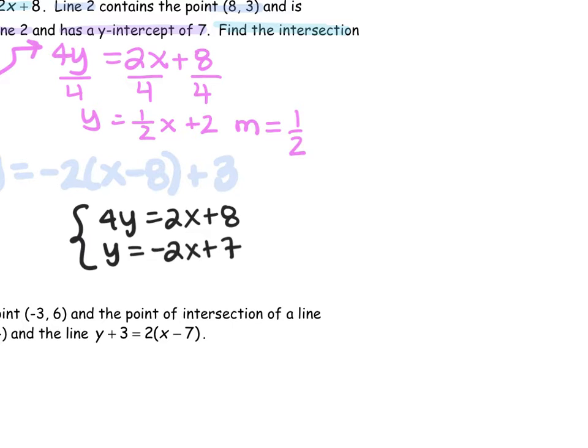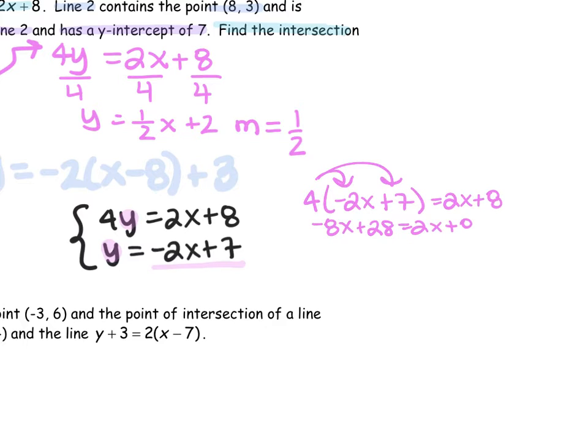So this system is set up perfectly for substitution. I know that y is equal to -2x plus 7, so I will substitute that into the first equation for y. So I have 4 times (-2x plus 7) is equal to 2x plus 8. I'm going to distribute the 4: -8x plus 28 is equal to 2x plus 8. If I add 8x to both sides and subtract 8 from both sides, I get that 20 is equal to 10x, so x is equal to 2.